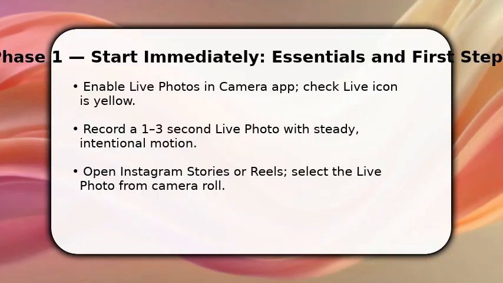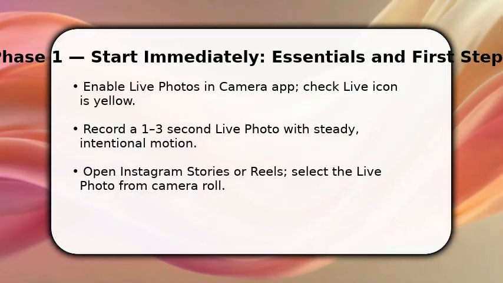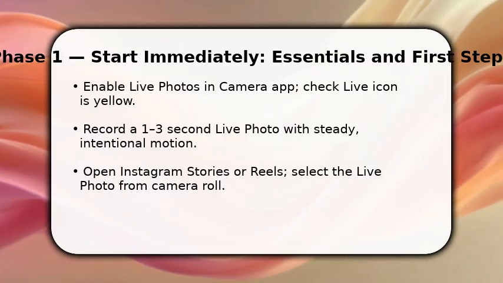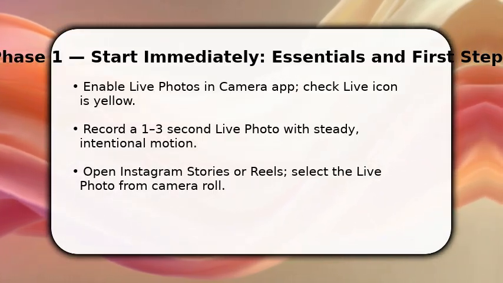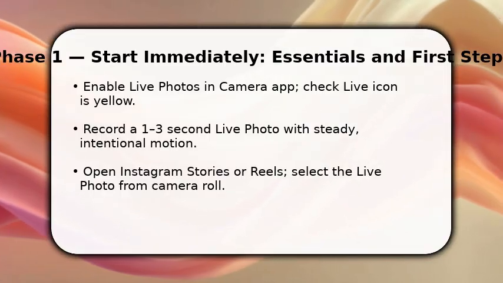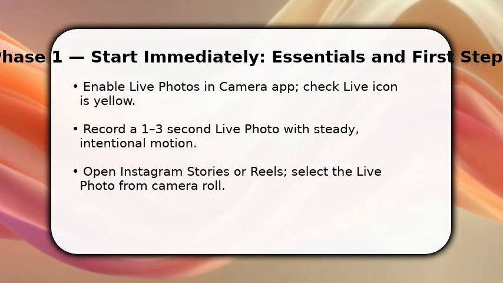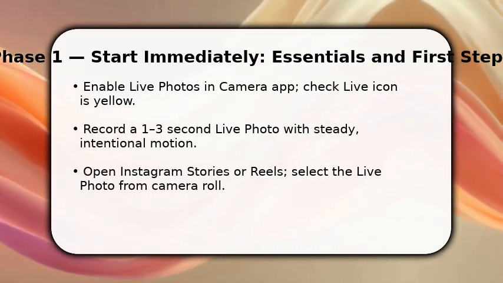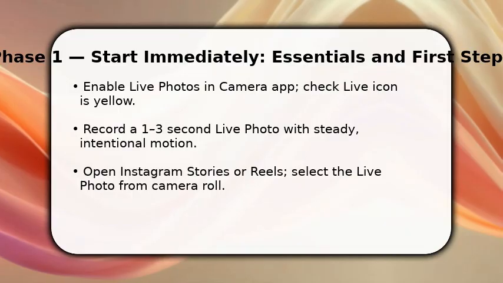Enjoy the video. You start by capturing a proper live photo. Make sure the live icon is on so the camera records motion. Hold the phone steady and move the subject slightly for a clear loopable action. Once recorded, open Instagram stories or Reels and tap to import from your camera roll.